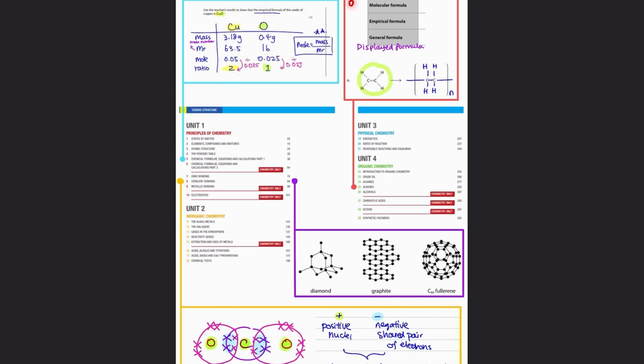Orange box is on organic chemistry. Make sure you know the different types of formula because they will ask you to write it or define it. So general formula is CnH2n, which is for alkenes, and then CnH2n+2 for alkanes. The molecular formula is the actual number of carbons, hydrogens, or oxygens in your substance. The empirical formula is the simplest ratio of these atoms, and then the displayed formula is like this one below, where you draw out all the bonds so they can see everything.